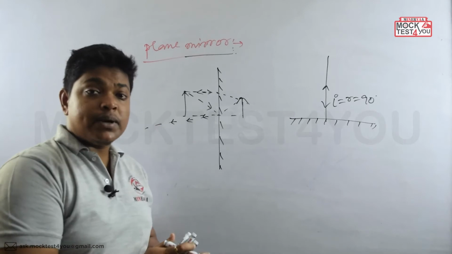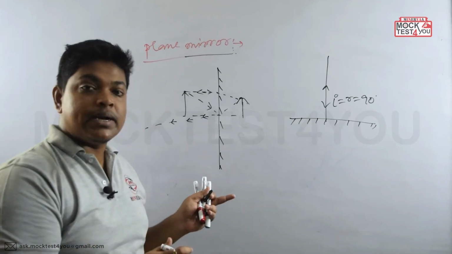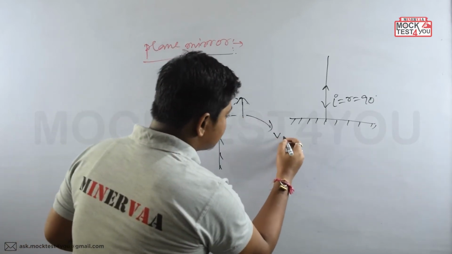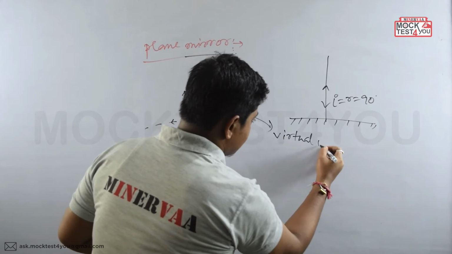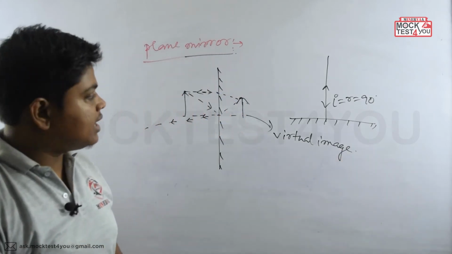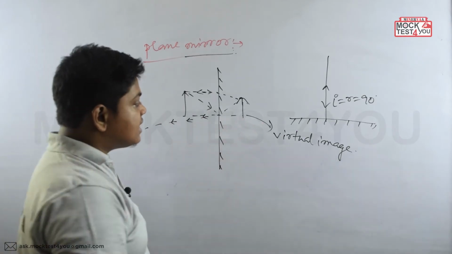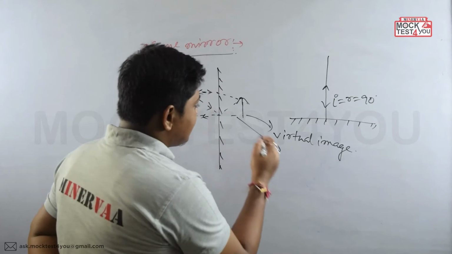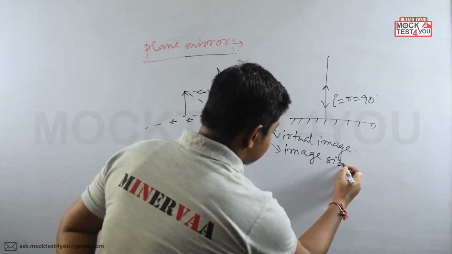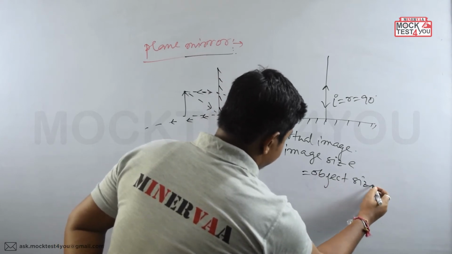Now some of the properties that we'll analyze from the concept of a plane mirror. The first property is that the image formed will be a virtual image. I will tell you about the concept of real image and virtual image, don't worry about that. The second property is that the image has the same size, that means the image size is equal to the object size, right?